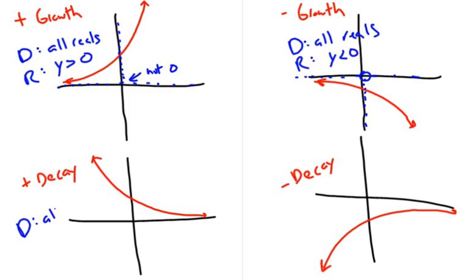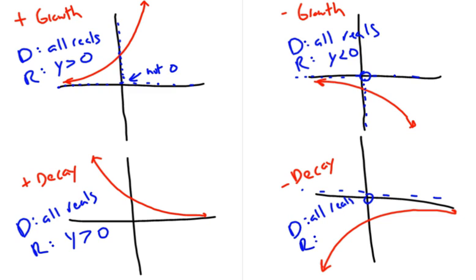Moving on down here to the decay functions. The domain, once again, all reals. Yeah, any x value can play this game. And the range, well, it's all y values greater than 0. We can see we don't actually hit the x-axis here, so we have all the positive y values. Negative decay, just like you were expecting, domain is all reals. Range, all y's less than 0. Alright, that's the domain and range for the 4 types of exponential functions that you can have.